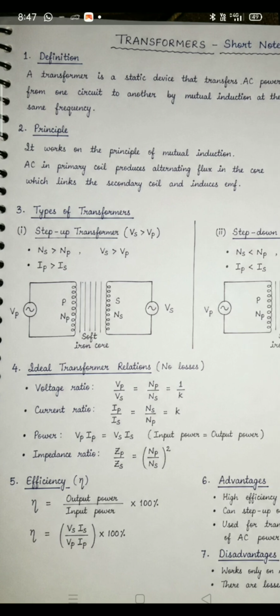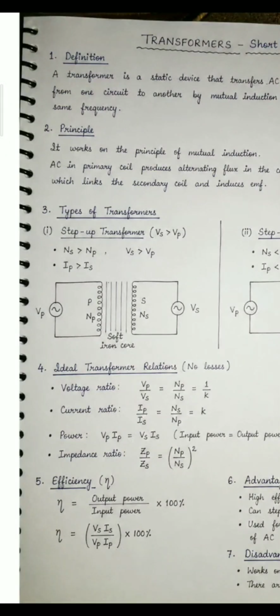Types of transformers: there are two types, step up and step down transformer. Step up means Vs is greater than Vp, that is, the voltage of the secondary coil is greater than the voltage of the primary coil. Then the number of turns in the secondary coil is greater than the number of turns in the primary coil. Then a soft iron core is placed in between the primary coil and secondary coil. It increases the flux.